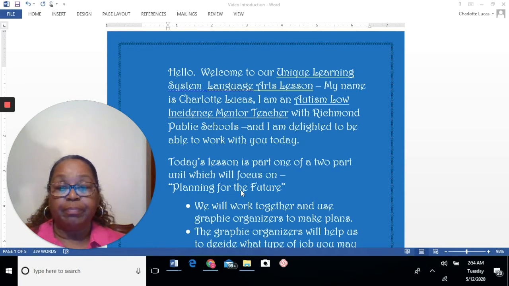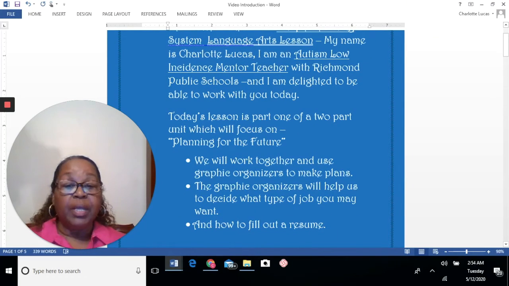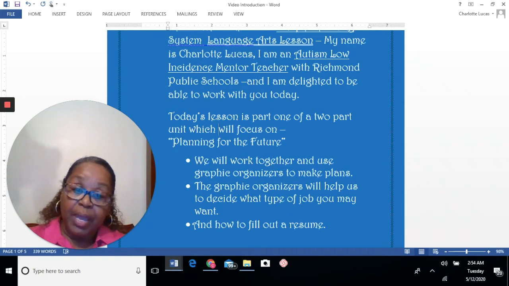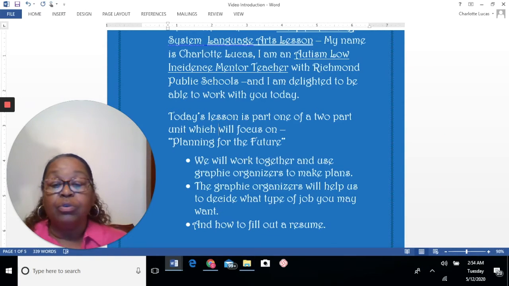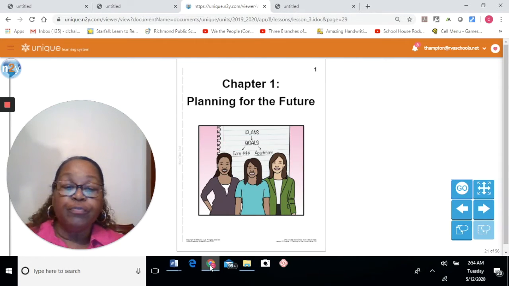Today's lesson is part one of a two-part unit, which will focus on planning for the future. We will work together to use graphic organizers to make plans. The graphic organizers will help us to decide what type of job you may want. And then we're going to try and fill out a resume. All right, we've got a lot to do, so let's get to work. Let's start with planning for the future.